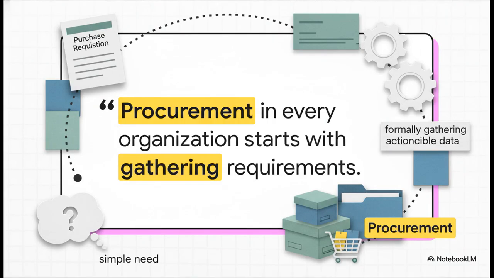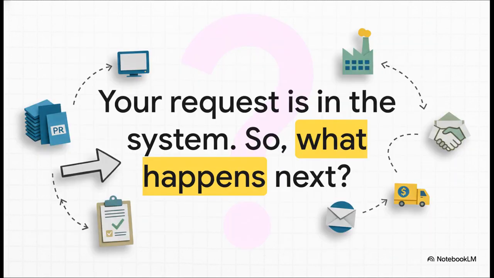And this really brings us back to the core idea. This whole process is all about one thing, formally gathering requirements. The purchase requisition is the tool that turns a simple need into structured, actionable data that the whole organization can use. And that's a wrap. You've successfully created and verified a purchase requisition in SAP. But of course, this is just the first step. So your request is in the system. What happens next? How does this internal request become an official purchase order that goes out to a vendor? Well, that's a topic for another explainer.